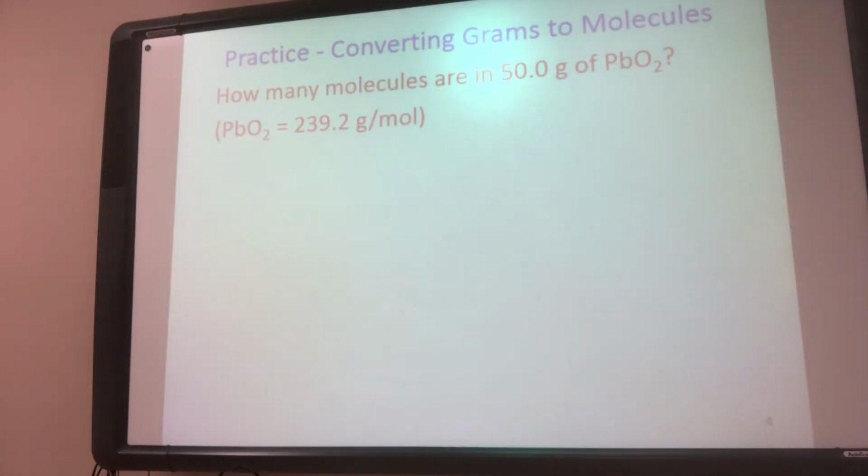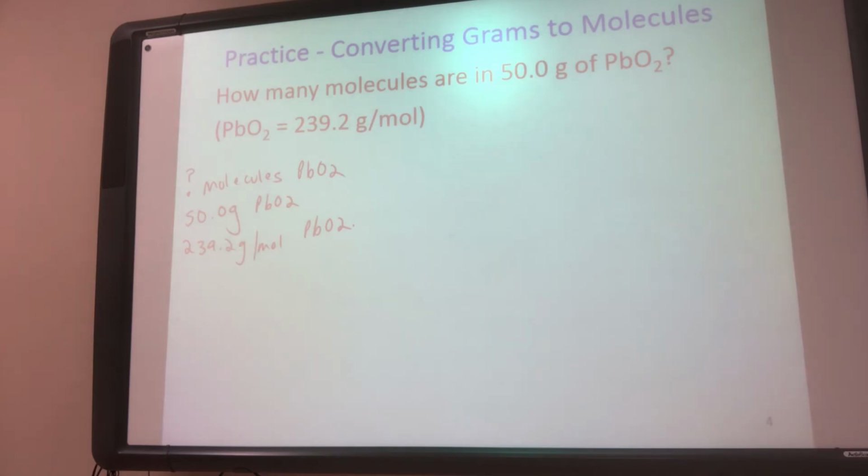So how many molecules are in 50.0 grams of PbO2? And it says PbO2 is 239.2 grams per mole. So what am I looking for? I'm looking for molecules of PbO2. What do they give me? They gave me 50 grams of PbO2, and then they told me this number, 239.2 grams per mole of PbO2.